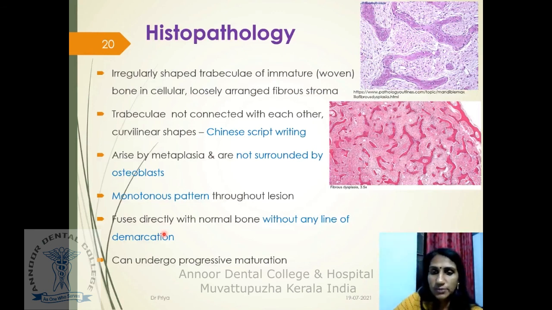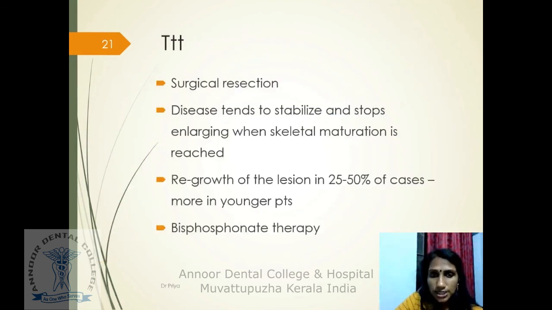will undergo maturation. By the time the person acquires skeletal maturity, this fibrous dysplasia will cease to grow. Fibrous dysplasia is only active during the growing age of the patient. Once the patient attains skeletal maturity, the lesion also stops growing. In treatment, if there is a facial deformity or asymmetry, surgical resection has to be done. Usually the disease will stabilize and stop enlarging when skeletal maturity is reached. In some patients, around 25 to 50% of cases, especially younger patients, you can have regrowth of the lesion, and the patient can be put on bisphosphonate therapy. So the treatment is either resection or bisphosphonate therapy.